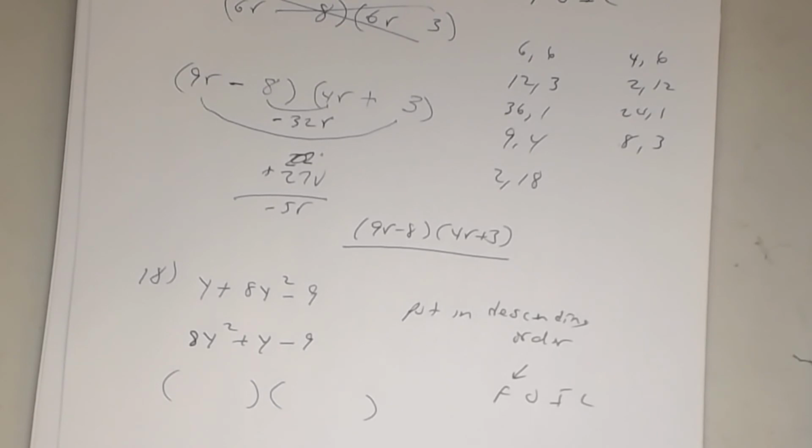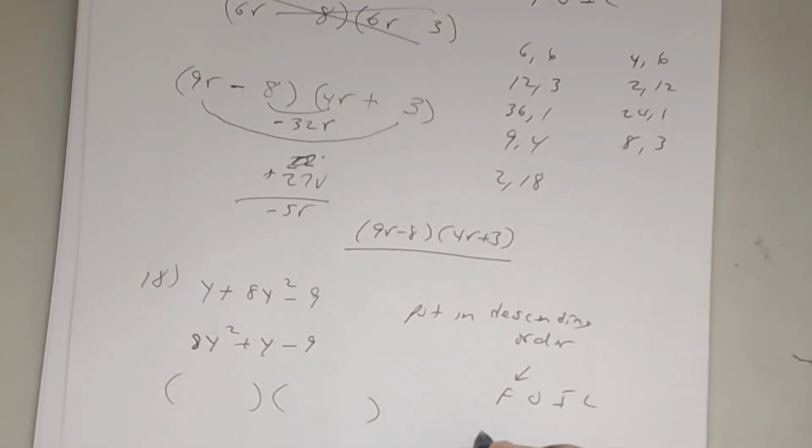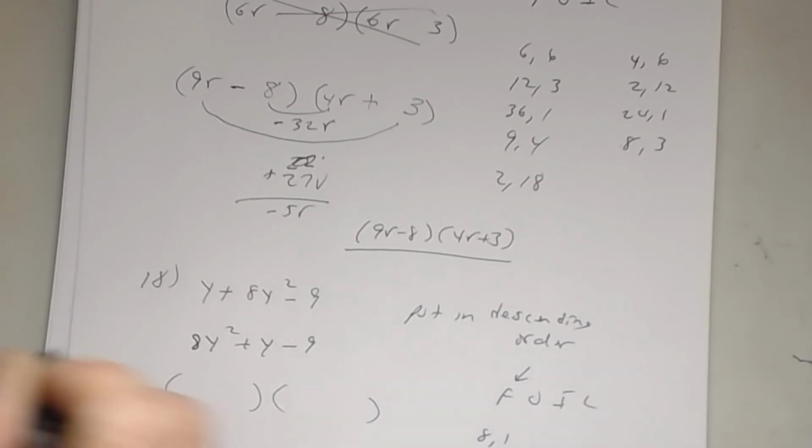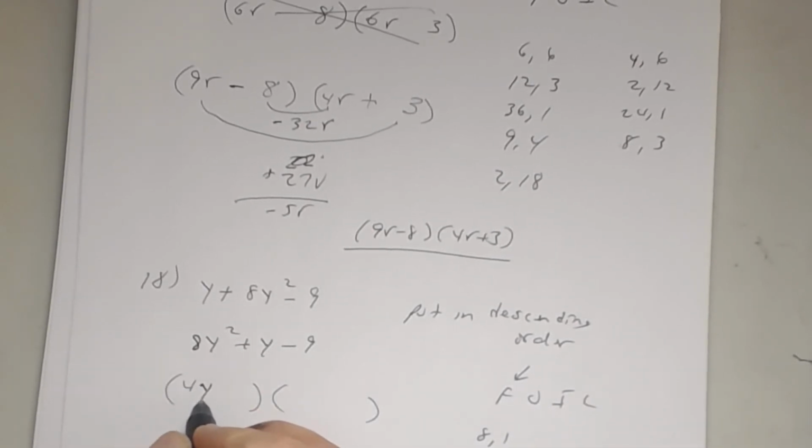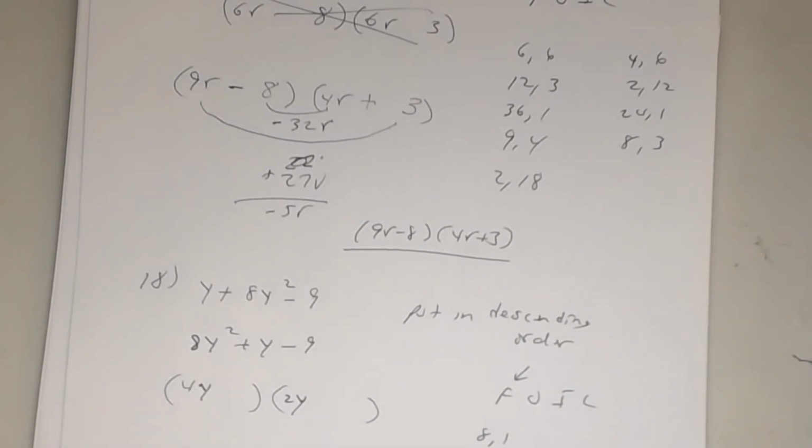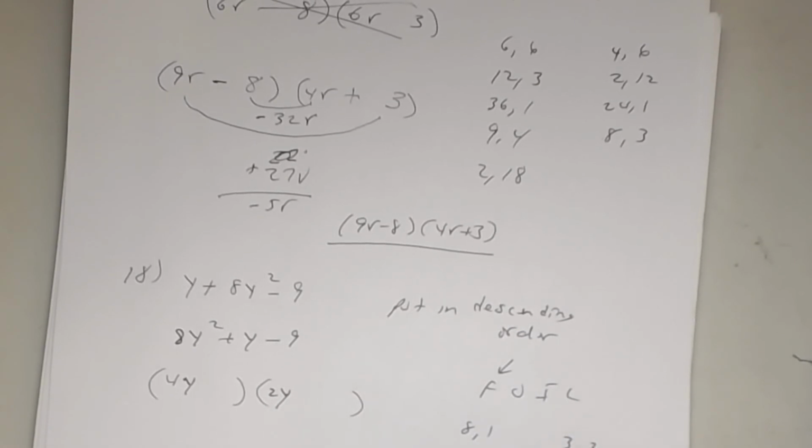So 8y squared, what are the possibilities? There's only two possibilities: 8 and 1, 4 and 2, right? What do you want to try first? 4 and 2? Okay, let's try 4 and 2. So let me write it out first: 8, 1, 4, 2. Okay, so we'll try 4y, 2y. Let's go through the L. There's only two possibilities for 9: 3 and 3, 9 and 1, right? What do you want to try? You want to try 9 and 1? 3 and 3?